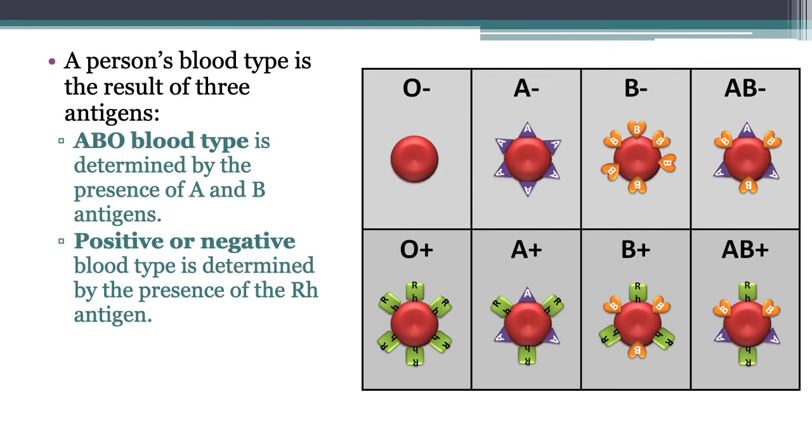So, a person's blood type is a result of the antigens, right? A, B, and O. So, if you have blood type O, you have no antigens, but your body produces antibodies against blood type A and B.